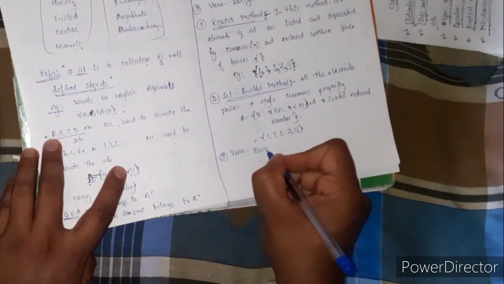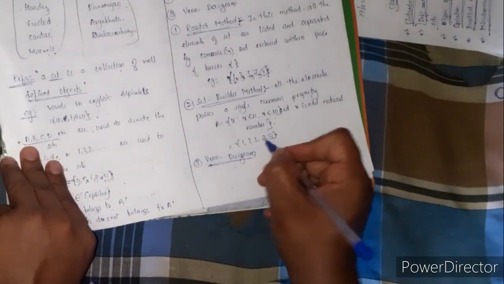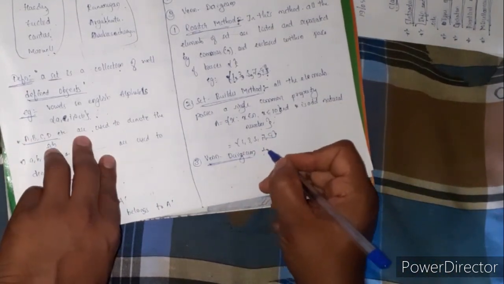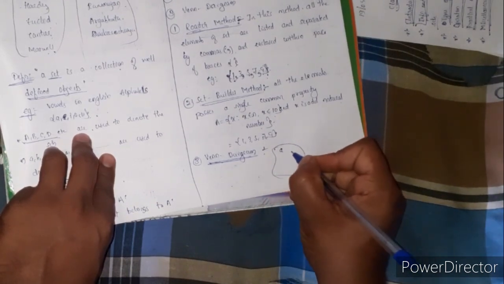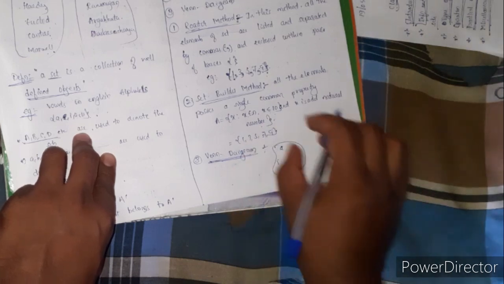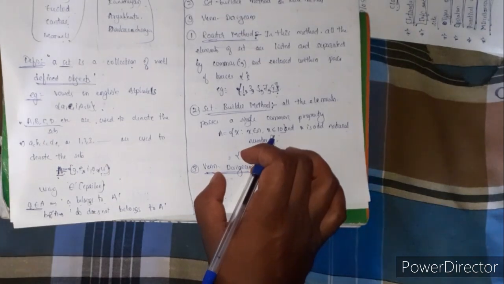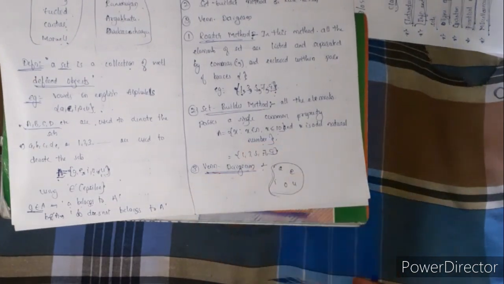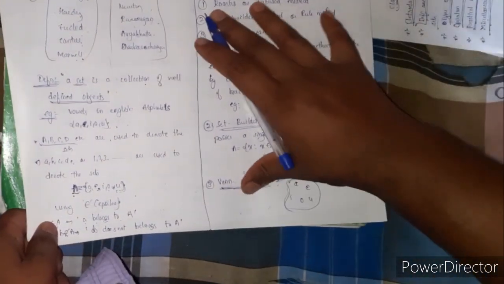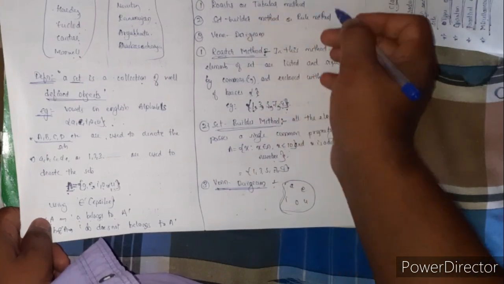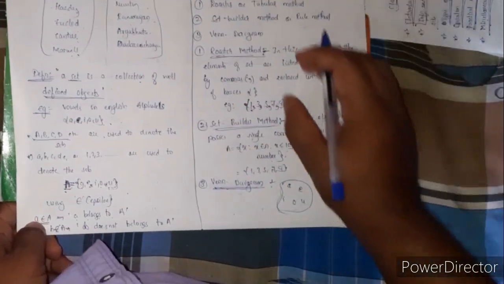And the third one is the Venn diagram. It is very simple. The elements we have written, you have to represent in a diagrammatical way. So I am writing a, e, i, o, u in a diagram. This Venn diagram helps to represent sets and their relations. So these are the three methods of representing sets. These are the three methods to represent any set.